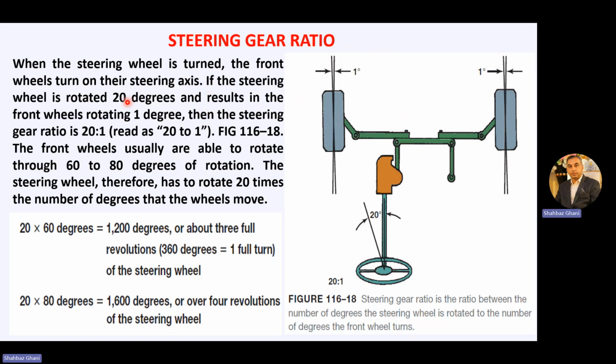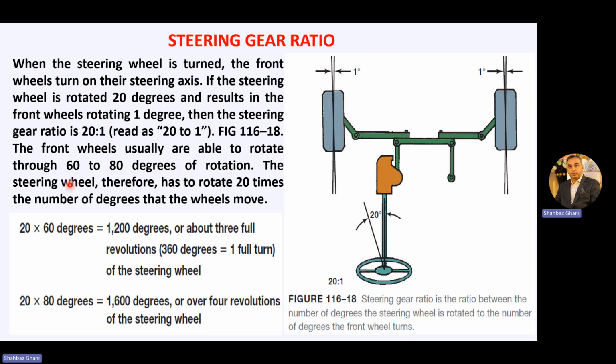If the steering wheel is rotated 20 degrees, now if we move this steering wheel 20 degrees and it results in the front wheel rotating 1 degree, the result we are getting on the wheels is 1 degree, then the steering gear ratio is 20:1, like in this figure. The front wheels are usually able to rotate through 60 to 80 degrees of rotation, in both directions.